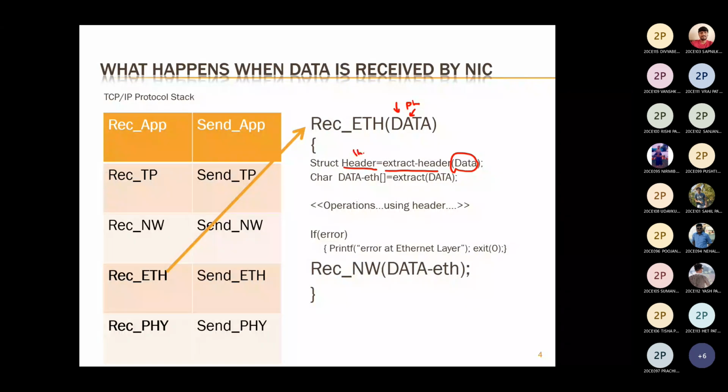So this struct header is 14 bytes. Then it extracts data and stores it into the data ETH part. After removing the 14 bytes, the rest of the bytes will be stored into the data ETH part. Using the header, it extracts the destination MAC address, and if it belongs to itself, it removes this header. Actually, it does not remove it; we have separated it in the first two rows. Then the data ETH will be given to the network layer.